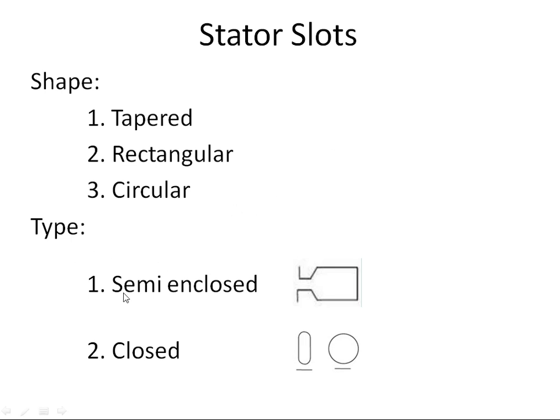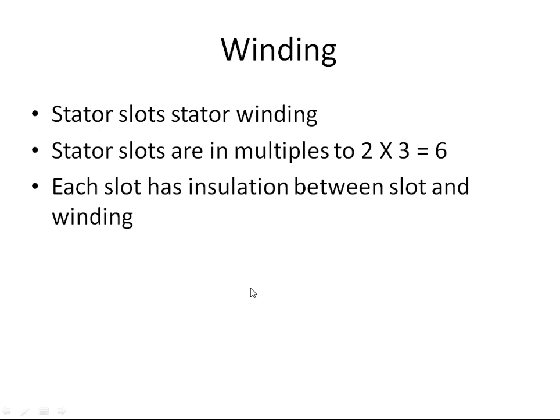Then, as far as the types are concerned, the slots can either be semi-enclosed or totally closed. For very small motors, closed slots are used, but for large or medium size motors, semi-enclosed slots are used, where the winding is wound on a former outside, and then placed in these slots. Time is saved and the cost of the motor reduces. For very small motors where the number of conductors is less, we can use closed slots.